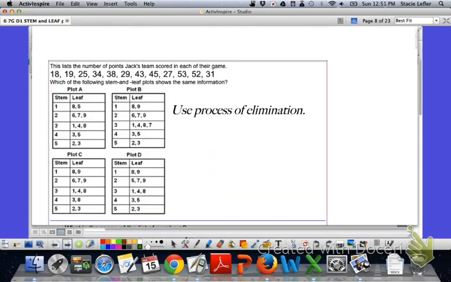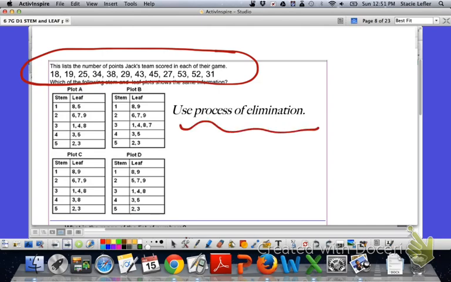Here we have the list of the number of points Jack's team scored in each of their games. And we need to pick out which stem and leaf plot is shown with that data. So I'm going to use the process of elimination. I'm just going to start with plot A and see if the data shows up there. This stem and leaf says that there should be an 18 and a 15. Well, I see an 18, but I do not see a 15. So that means it can't be that one. I see an 18, a 19. This one would have 26, 27, 29.